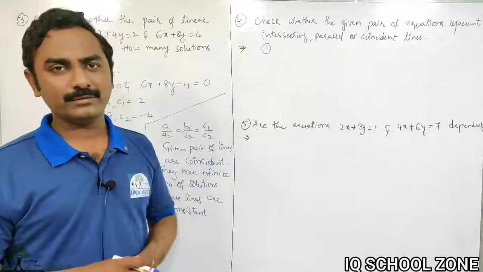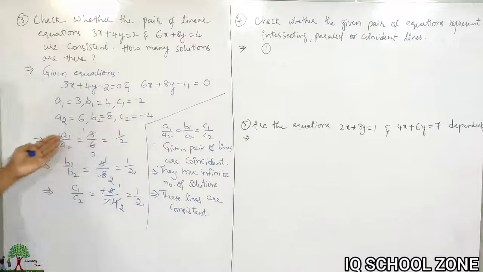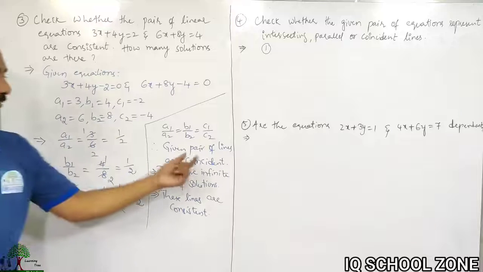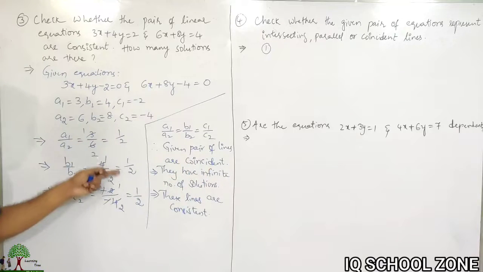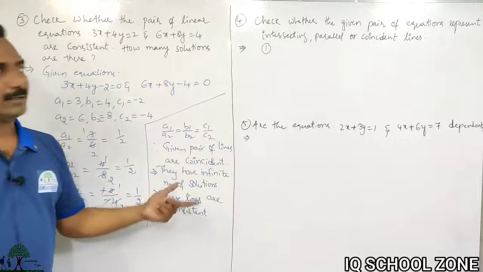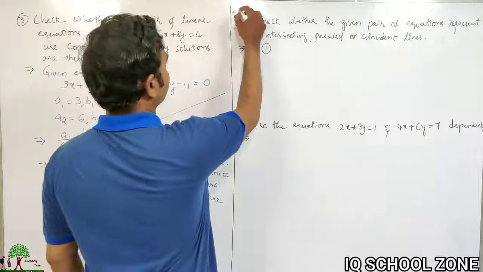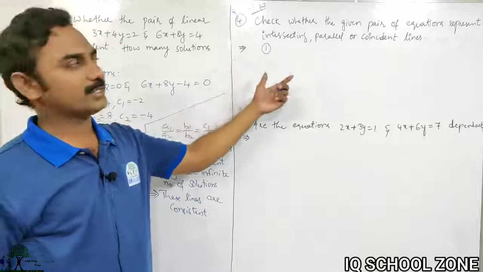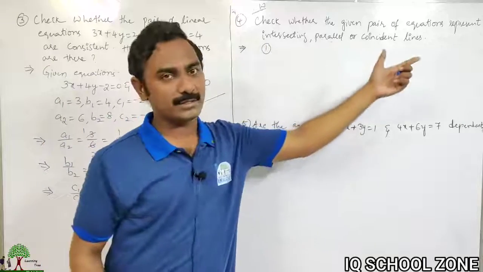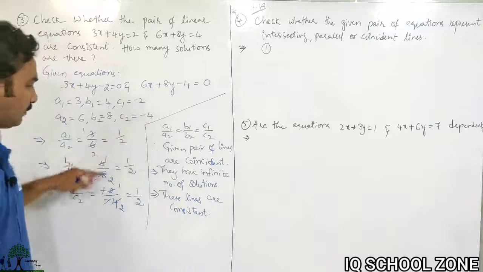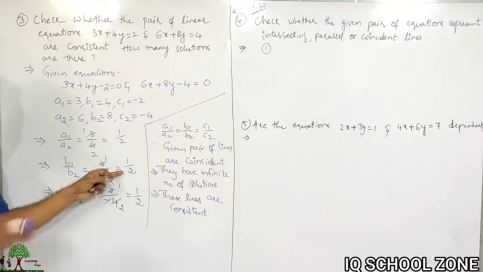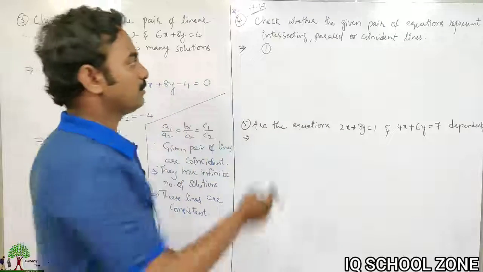So what you have to do here? Same process. Do a1 by a2, b1 by b2, c1 by c2. If all the three are equal, they are coincident. If only the first two are equal, they are parallel. If nothing is equal, then they are intersecting. Now this is work for you. I'll give some questions on linear equations. Now we have to find out intersecting, parallel or coincident. So keep in mind, coincident means all three are equal. If the first two are equal, parallel. If the first two are not equal, intersecting. So I'll give three questions for you.